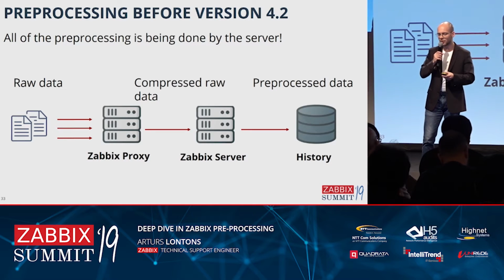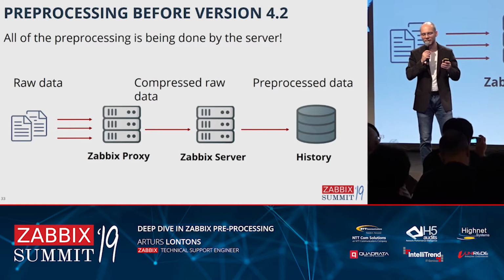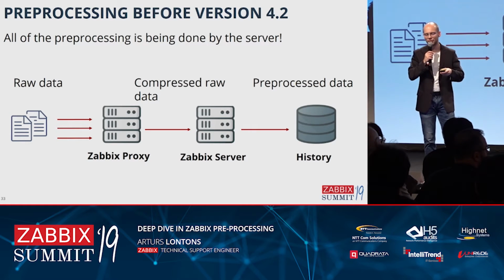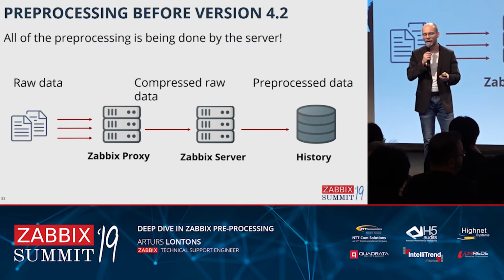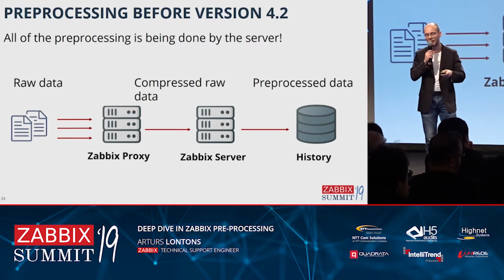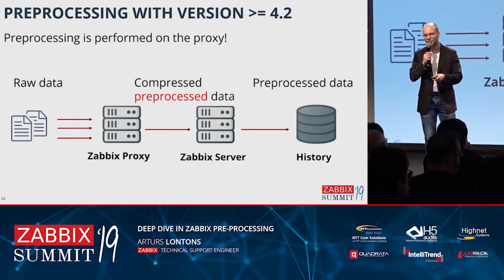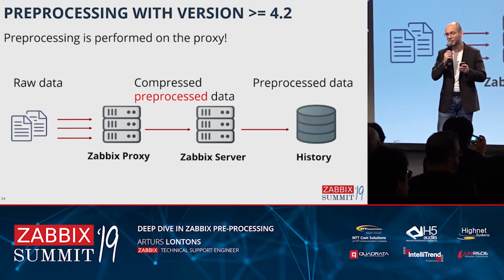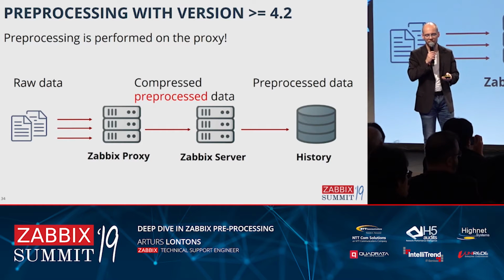So regarding the preprocessing itself, just to clear this up, before version 4.2, we were obtaining raw data if we were using proxies. Proxies were getting raw data, compressing it, and sending it to the server where the data was preprocessed and then stored in the database. Starting from version 4.2, proxies are doing the preprocessing. Remember that. Don't get confused by it.